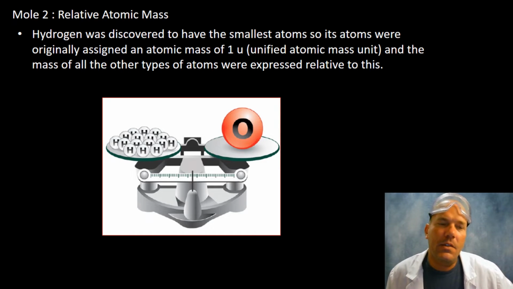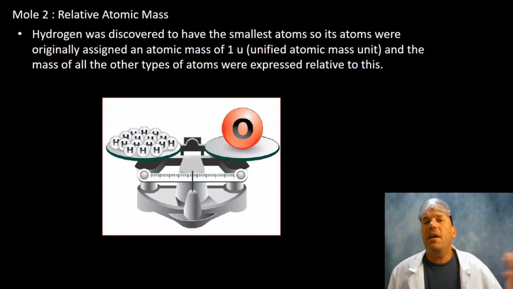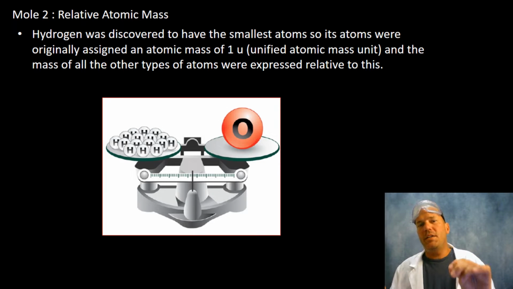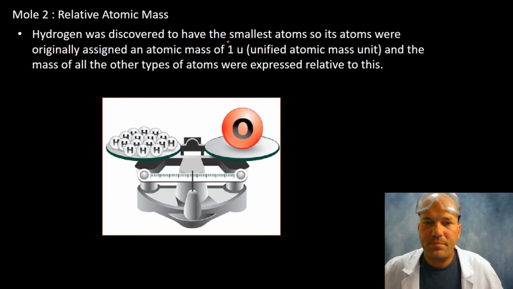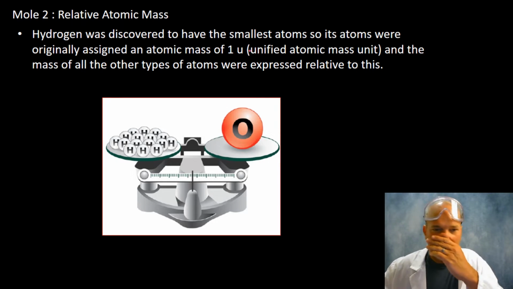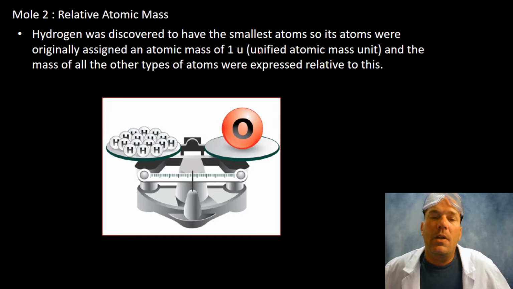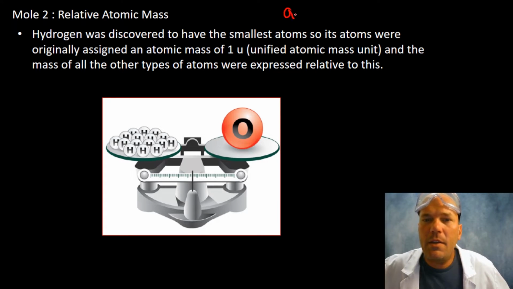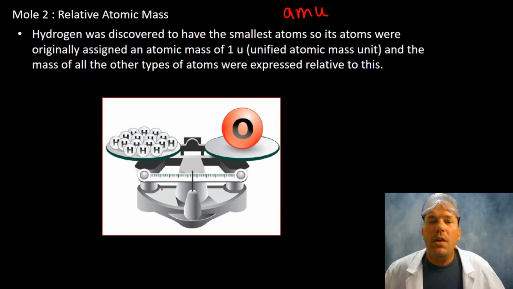So continuing this discussion with a couple, 1 or 2 other problems we'll look at. Hydrogen was discovered to have the smallest atoms, okay? Its atoms were originally assigned an atomic mass unit of 1 U. Now, if you're looking at this, this is a relatively new unit. It's called the Unified Atomic Mass Unit. Back in the day, we would say AMU.